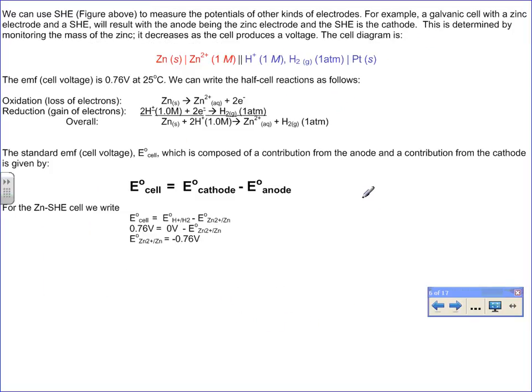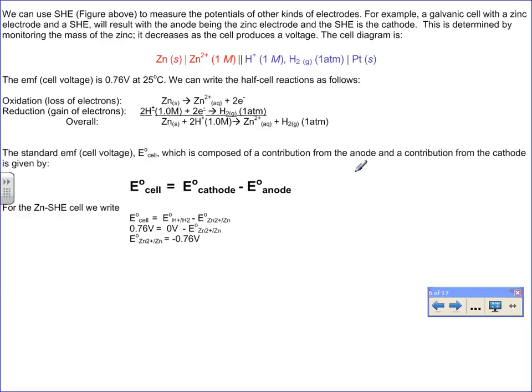So when we read the voltage, that's not all the information we need. We actually need to examine the cell to determine what is the anode and what is the cathode of this cell connected to the SHE electrode. So when we connect the zinc, we read that the overall cell voltage is 0.76.